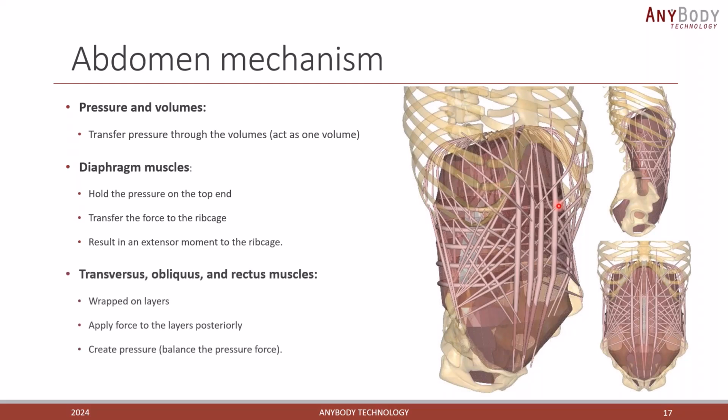And then we have the transversus, oblique muscles, and the rectus muscles. These muscles are wrapped on the layers that I showed you before. So when they are activated, they can apply forces to the layers posteriorly, and they can create pressure and balance the pressure force. So this is how the abdominal mechanism works.